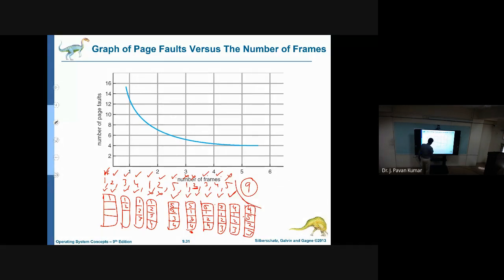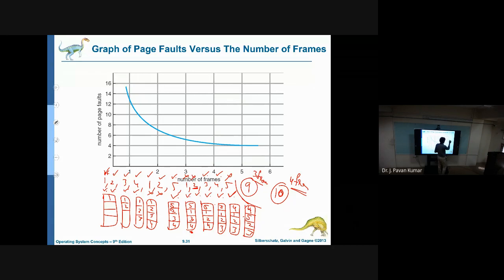So now how many page faults occurred? 1 2 3 4 5 6 7 8 9 10. 10 page faults. How many frames we have considered here? 4 frames. How many frames we have considered earlier? 3 frames. Whenever we consider 3 frames, we are getting 9 page faults. If we increase the number of frames, the number of page faults also increased. Try to understand the point here.